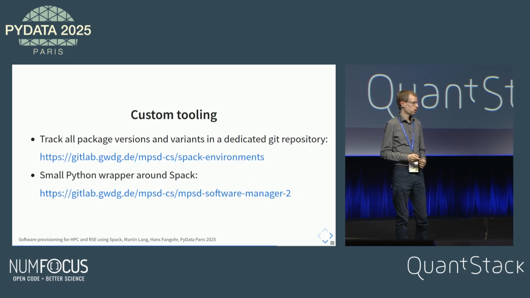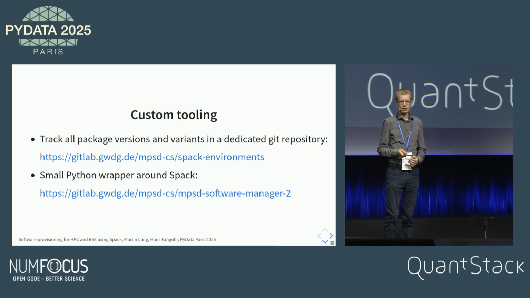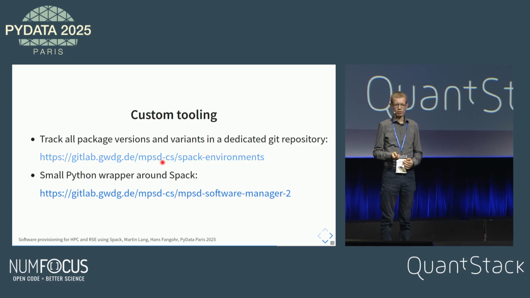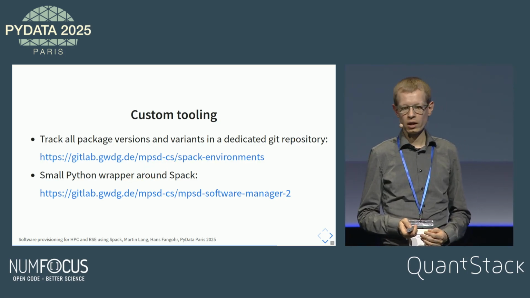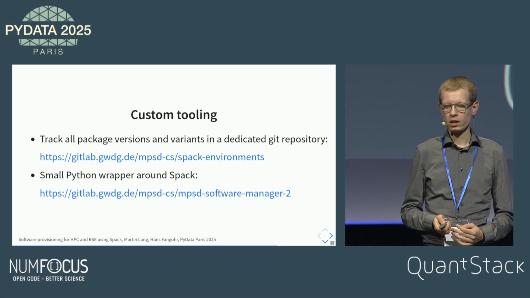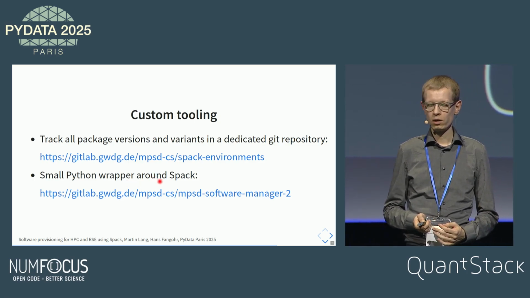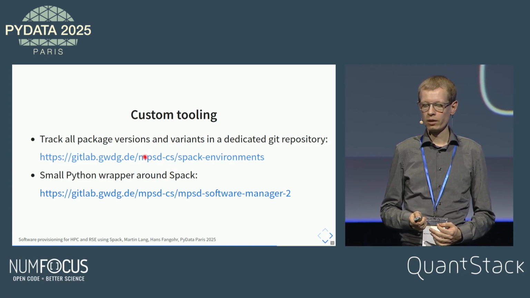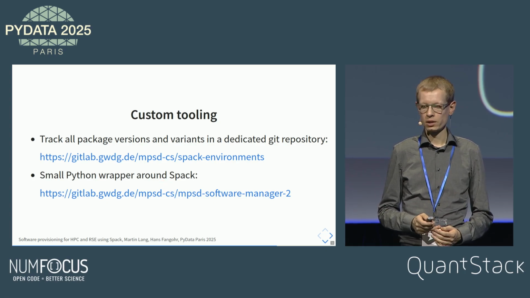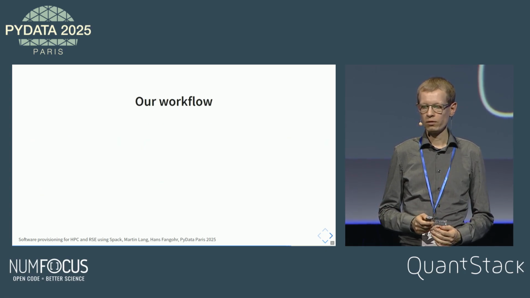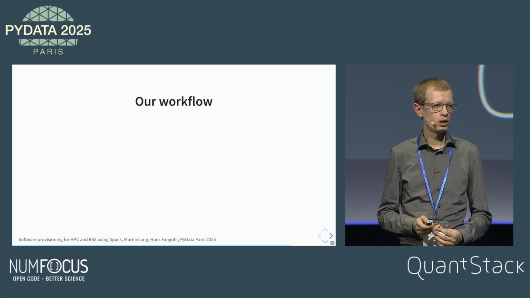We have a bit of custom tooling. We track all the details of all our packages and dependencies in a dedicated Git repository. And then we wrote a small Python package that we can use to install the software. This internally uses Spack and the information that we track in the other repository, and will then go ahead and install the software stack. We can have a look at the workflow in a bit more detail.